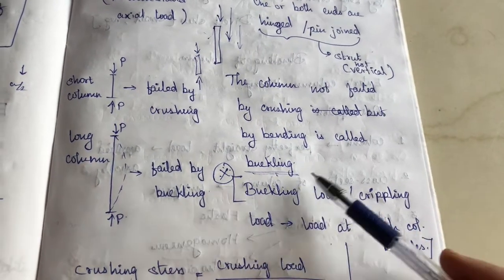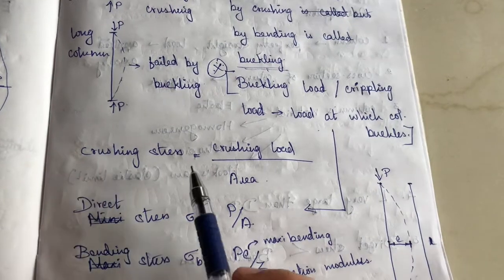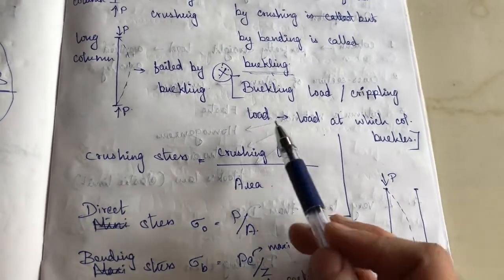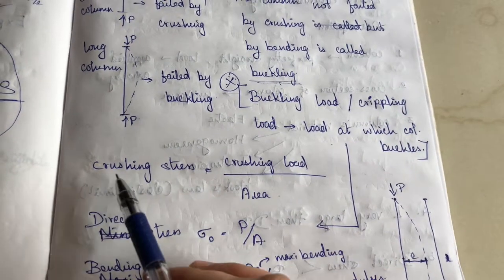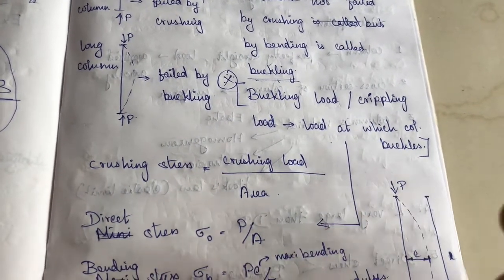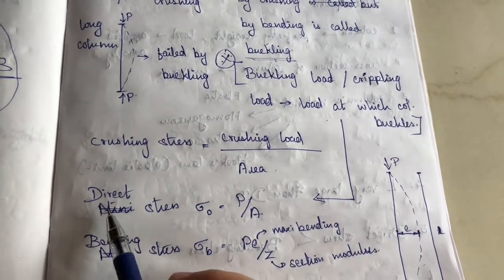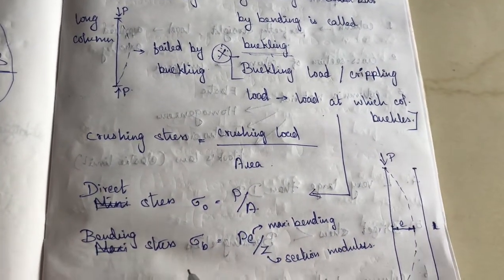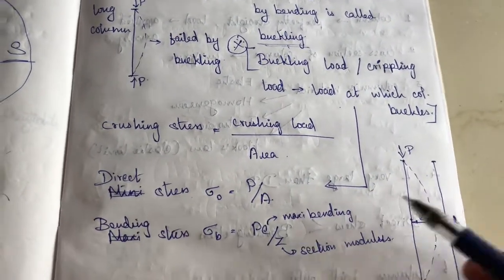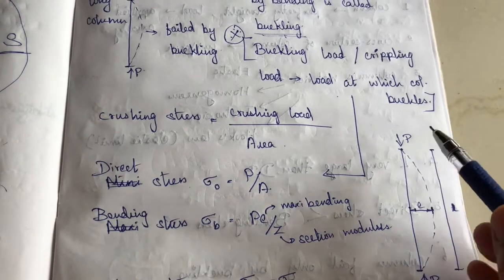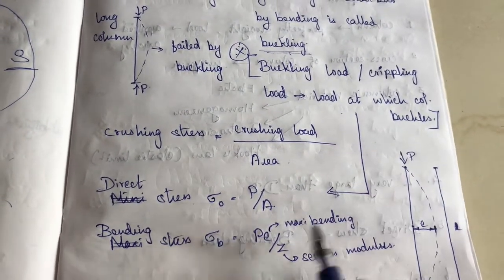This is called buckling. Okay. Next one, crushing stress, which is equal to crushing load by area. Normally stress is equal to load by area. If it is crushing stress, it means crushing load. That's it. And direct stress, bending stress. So there are two types, direct and bending stress. In a column, direct stress means P by area. Generally just take the load alone, P by area.